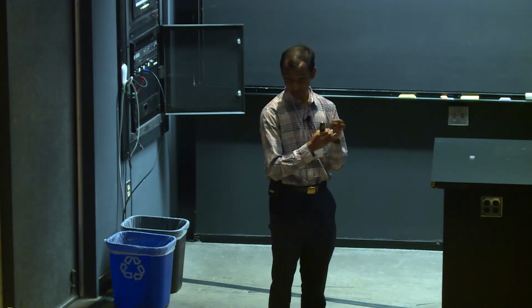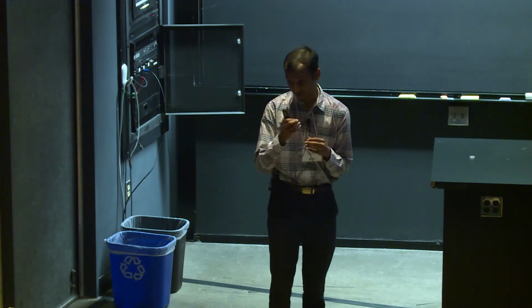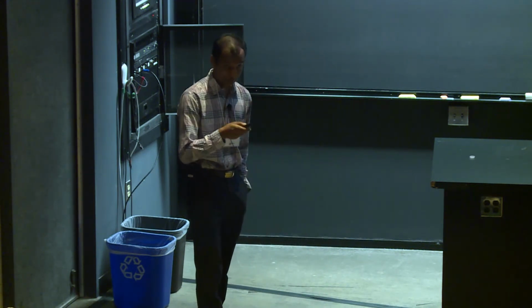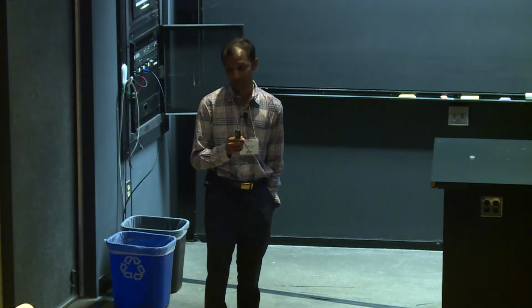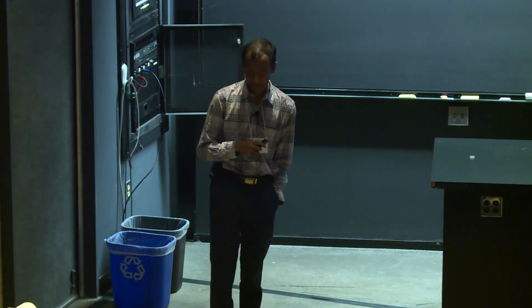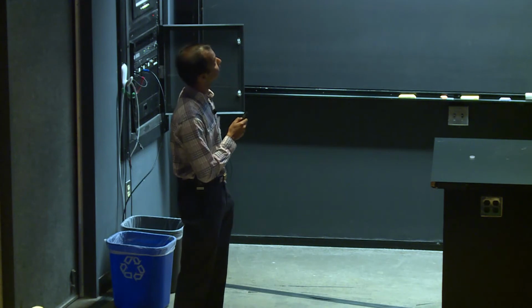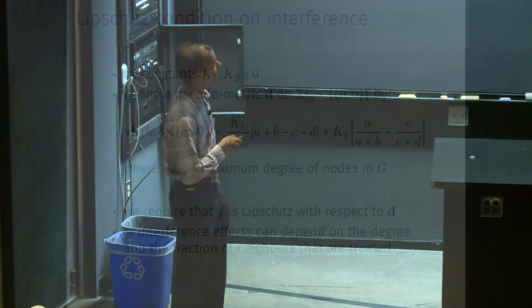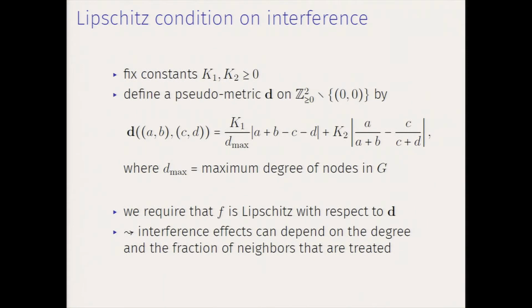We basically need to make sure that if a and b don't change too much, then f doesn't change too much. The way that we do this formally is we require that f is Lipschitz with respect to a particular metric. And the metric is defined as follows. Fix 2 constants, k1 and k2. And the metric, it's actually a pseudometric. The distance between (a, b) and (c, d), recall that a and c are numbers of treated neighbors, and b and d are numbers of untreated neighbors, is the following. It's k1 divided by d max times |a plus b minus c minus d|, absolute value.